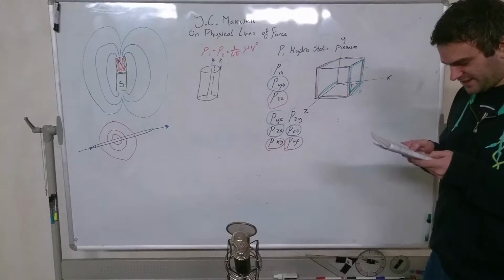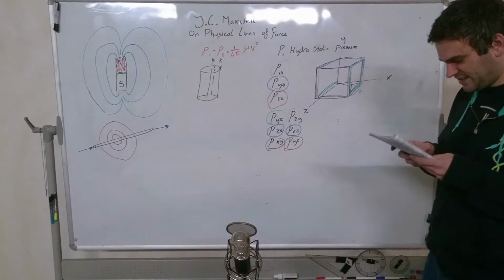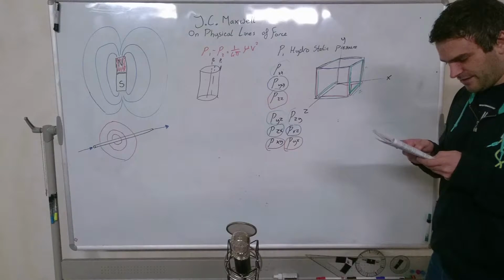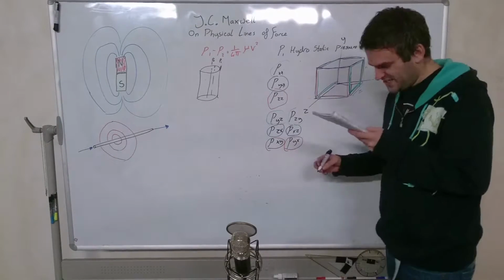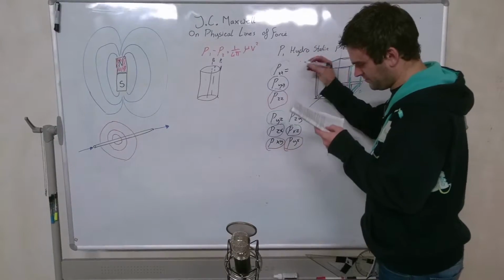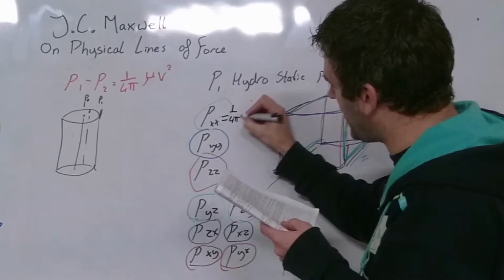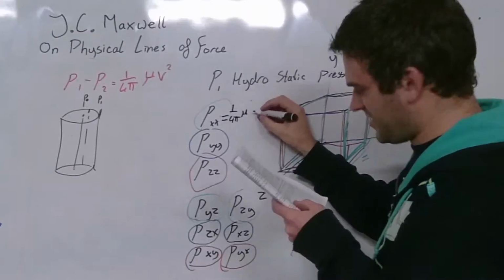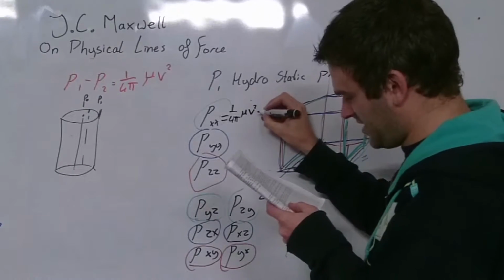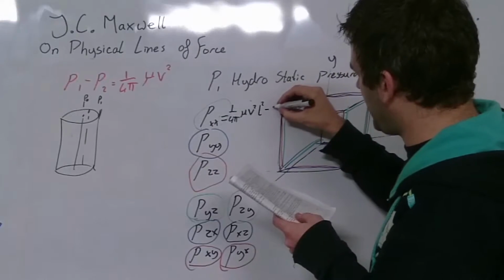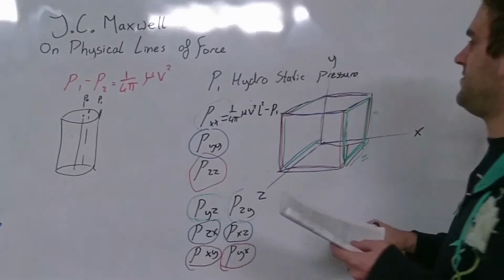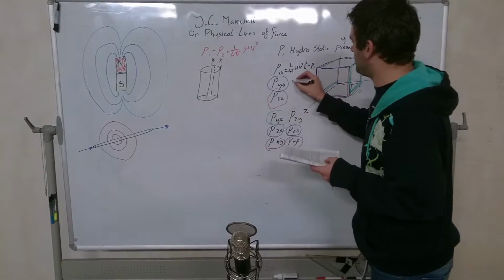Considered positive when they tend to increase simultaneously, the symbol subscribed. Then by the resolution of the stresses, we can write down that Pxx is equal to 1 over 4 pi times mu times v squared times the dimension L squared minus the hydrostatic pressure p1. Same idea for the other parts.